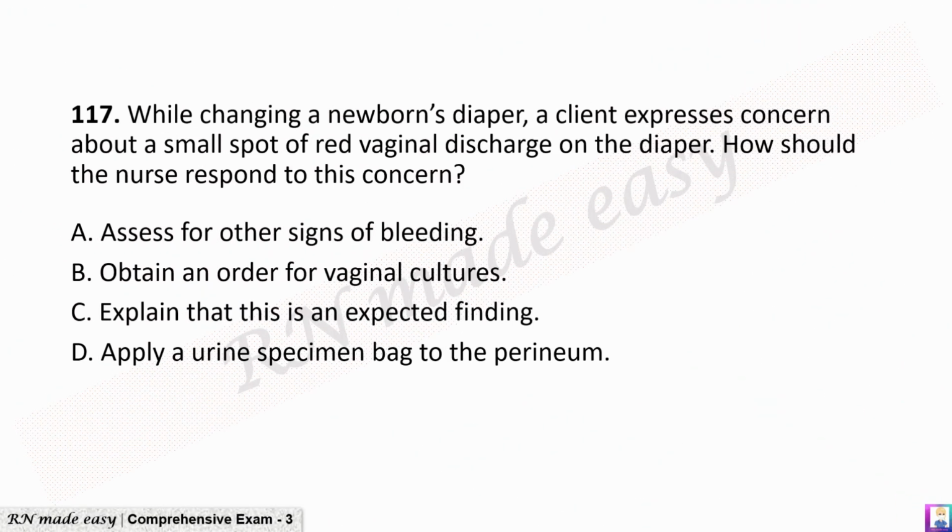Question 117. While changing a newborn's diaper, a client expresses concern about a small spot of red vaginal discharge on the diaper. How should the nurse respond to this concern? A. Assess for other signs of bleeding. B. Obtain an order for vaginal cultures. C. Explain that this is an expected finding. D. Apply a urine specimen bag to the perineum.